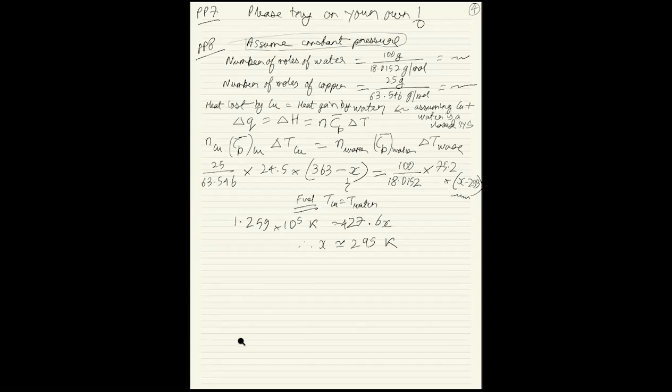Okay, let's go to PP9. What does that one say? That one says, to calculate delta S, if 1 mole of ideal gas is expanded reversibly and isothermally from 1 bar to 0.1 bar, explain the sign of delta S.